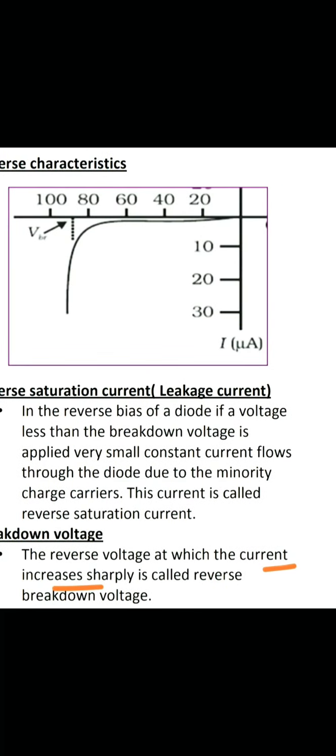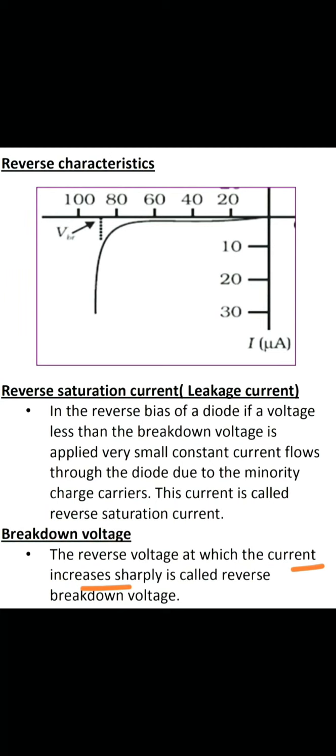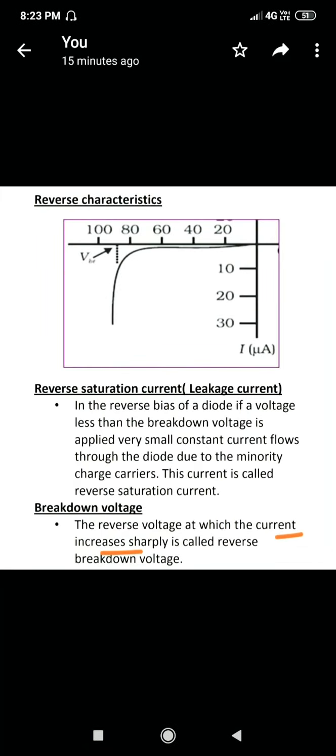Then what is breakdown voltage? It is the characteristic of reverse biasing. It is the reverse voltage at which the current increases sharply. It is called reverse breakdown voltage.